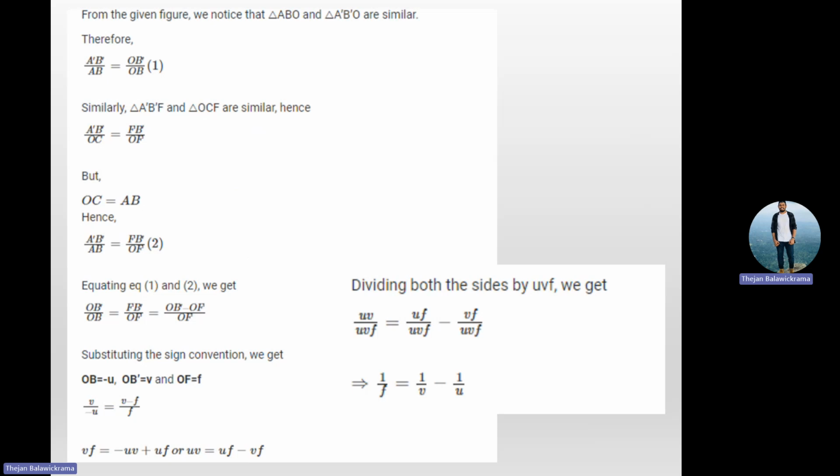What can you say? So from looking at that, A dash B dash divided by OC is equal to F B dash by OF. We normally say if these triangles are similar, the height of this is equal to that. But we know OC is equal to AB. So equating these two, this becomes the first equation. Putting AB here gives the second equation. Let's work that out.